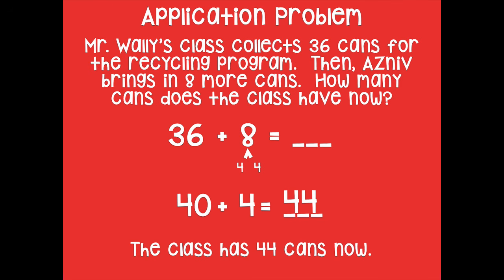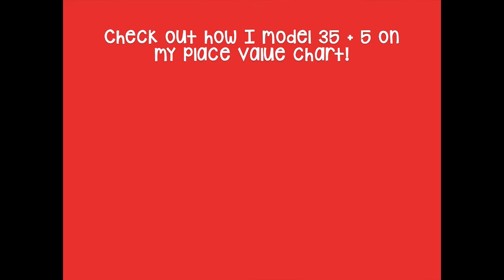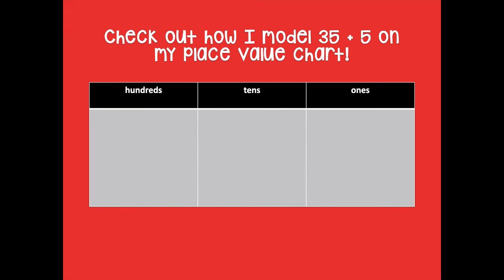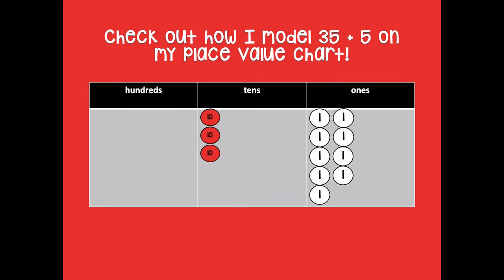All right, so hopefully that got your mind ready for our work today. So friends, check out how I model 35 plus 5 on my place value chart. So here I'm going to model 35, which is 3 tens, 5 ones. Now I'm going to add 5 to it. So 1, 2, 3, 4, 5.